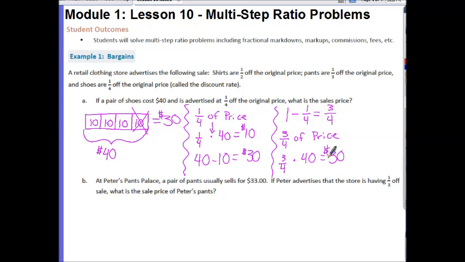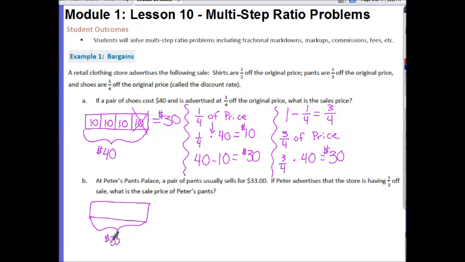At Peter's Pants Palace, a pair of pants usually sells for $33. If Peter advertises that the store is having 1/3 off sale, what is the sale price of Peter's pants? Okay, this one will be similar to the one we just did. First, I'm going to take my bar, and I know the value of this bar is $33.